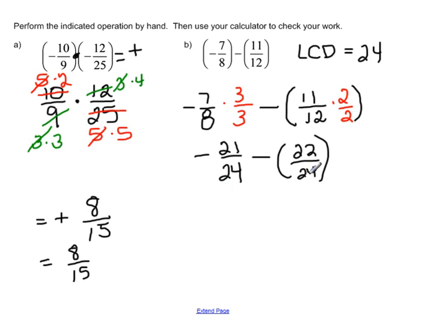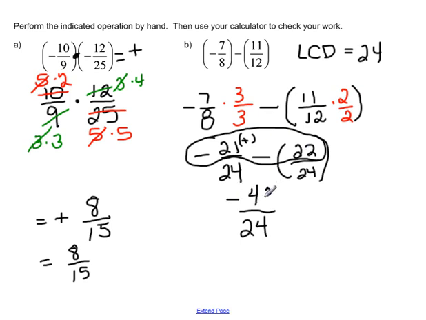And now that we've got that common denominator, I know that's going to be the denominator when I do the subtraction. And I do the subtraction to the numerators. So we have negative 21 minus 22. Well, that's the same thing as saying negative 21 plus a negative 22, that idea of adding the opposite. So that would give us a negative 43. And we would write our final answer with the negative sign out front, negative 43 over 24. Okay, so there's our answer.